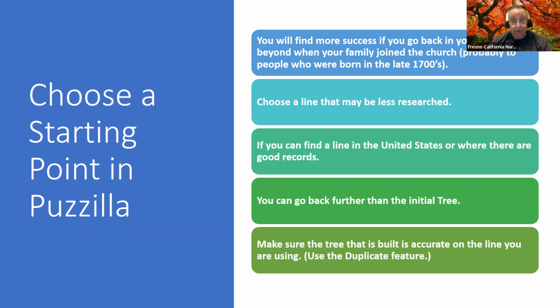If you find a line that's in the US and that's really the only place you're familiar doing research, then use that one. And you can go back further than your initial tree. If you're working for a patron and it's a young patron, you're probably going to have to go to a second tree to get far enough back to even get to the 1700s. And then make sure that where you're working is an accurate tree. Make sure there aren't any duplicates. You can check duplicates on the pedigree. You can walk up the line back to that person, just looking to see if the family groups look okay and things like that.